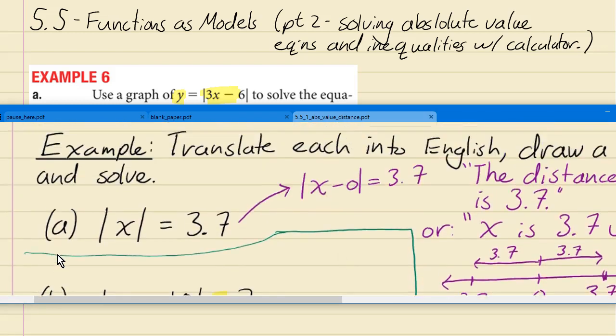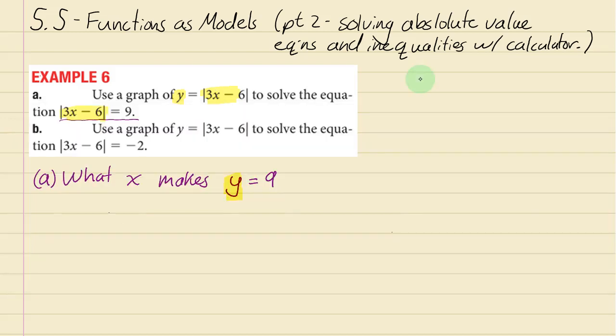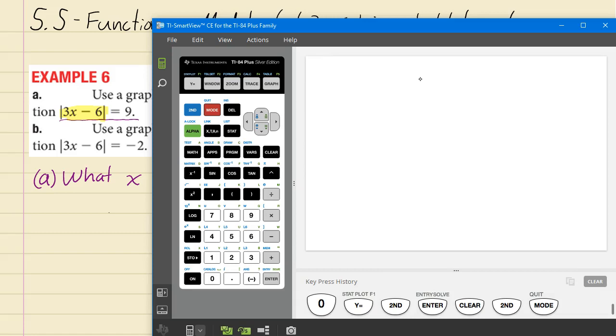But this didn't say anything about if there's a 3x here. So it's hard to turn this thing with a 3x into an equation about the distance from just x to something. So we can't really use that. I mean, we could, but it would be trickier. So we're just going to do it with a graph. So get your graphing calculator out.